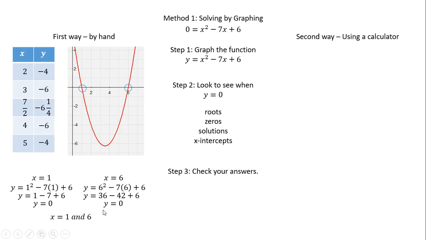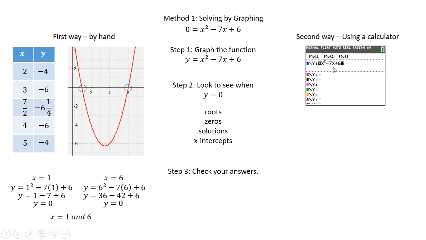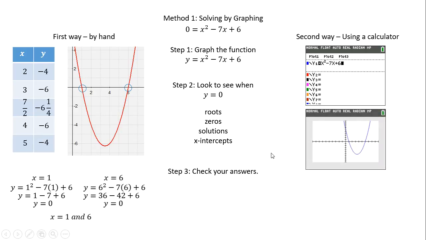The second way that we could solve by graphing is we can use a calculator. So first we're going to have to graph the function again. Same thing, change it to y equals, and we can plug it into our graphing calculator, and then graph it. Look to see when y equals 0, equals 0 here, and it equals 0 over here, which again is the same thing. It's 1 and 6.